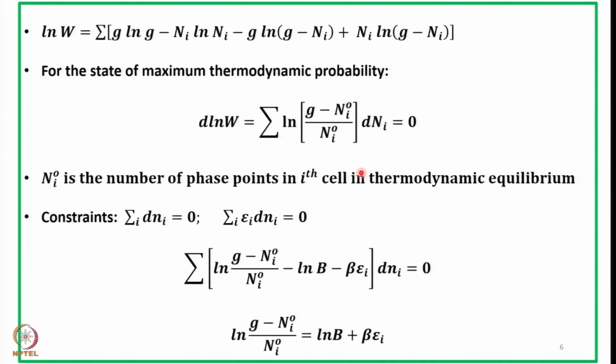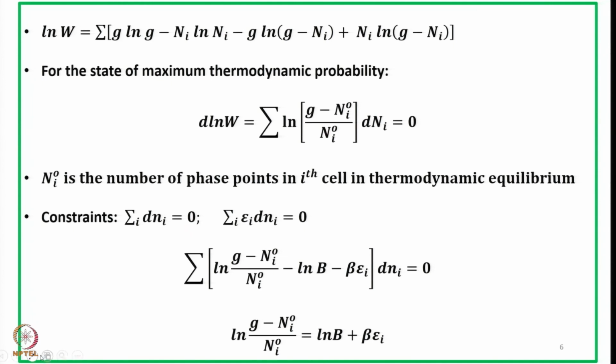And as we have always been discussing, you cannot treat this logarithmic function and dNi function separately. You cannot say either this is equal to 0 or this is equal to 0. And if you cannot say that, then we need to come up with a method in which you can treat these two independently and then come up with some equation. In order to achieve that, what we have been doing is to put some constraints. And those constraints are that the total number of phase points has to be constant. That means when you add up all the changes, that should turn out to be 0.